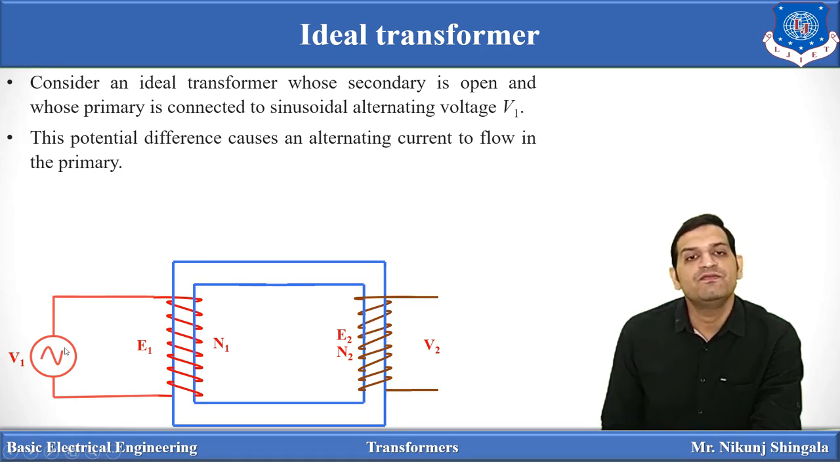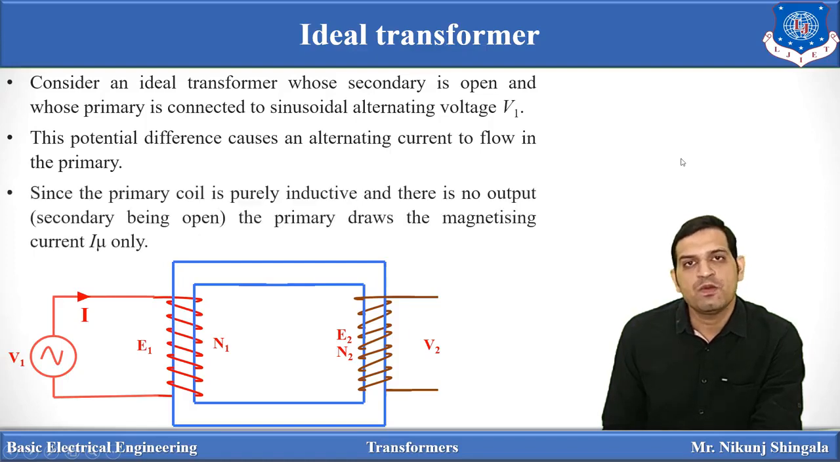Now the potential difference V1 will produce alternating current, and because of the alternating current, alternating flux will be produced in the coil, and because of the alternating flux, EMF gets induced in the coil, that we have already defined as E1. Now as it is an ideal transformer, the coil is assumed to be purely inductive. It does not consist of any resistance, and here output is not there. There is no output because the secondary is left open.